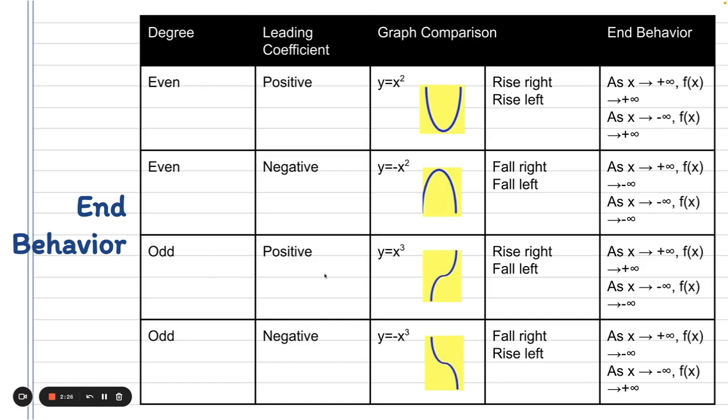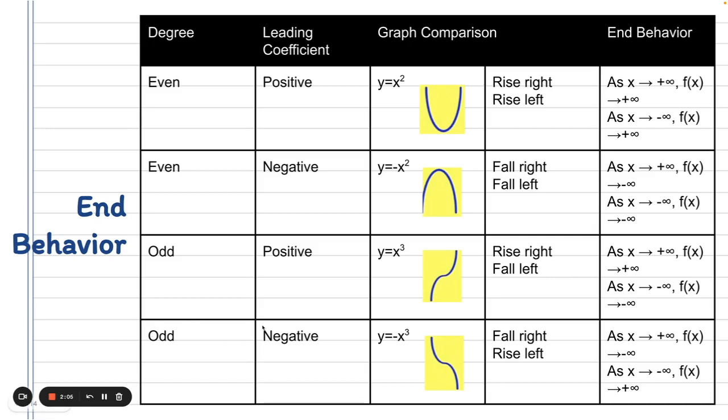For odd degree and positive leading coefficient, we will have a graph with a shape something like this, and it rises to the right and falls to the left. As x becomes plus infinity, y will become plus infinity as well. As x becomes minus infinity, y will become minus infinity. This is easy to remember.